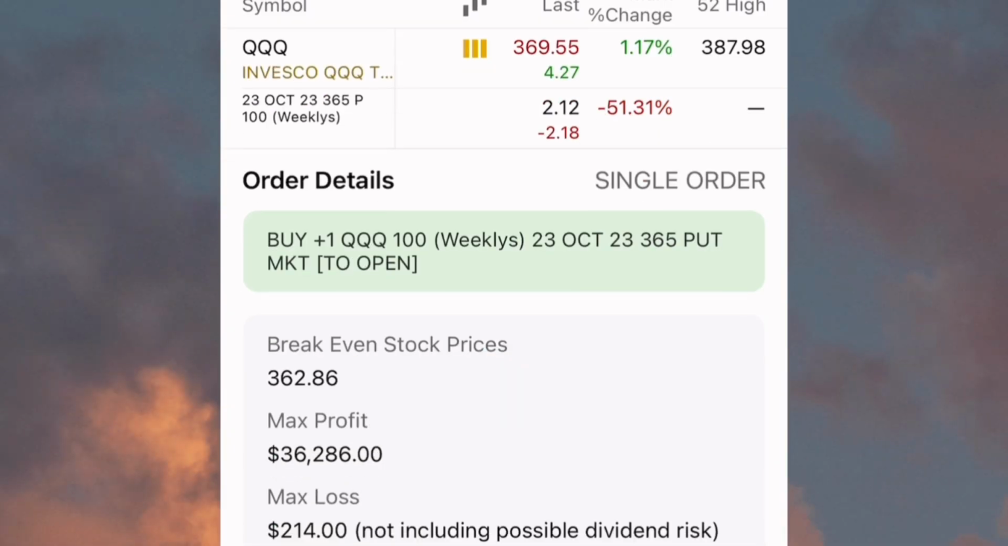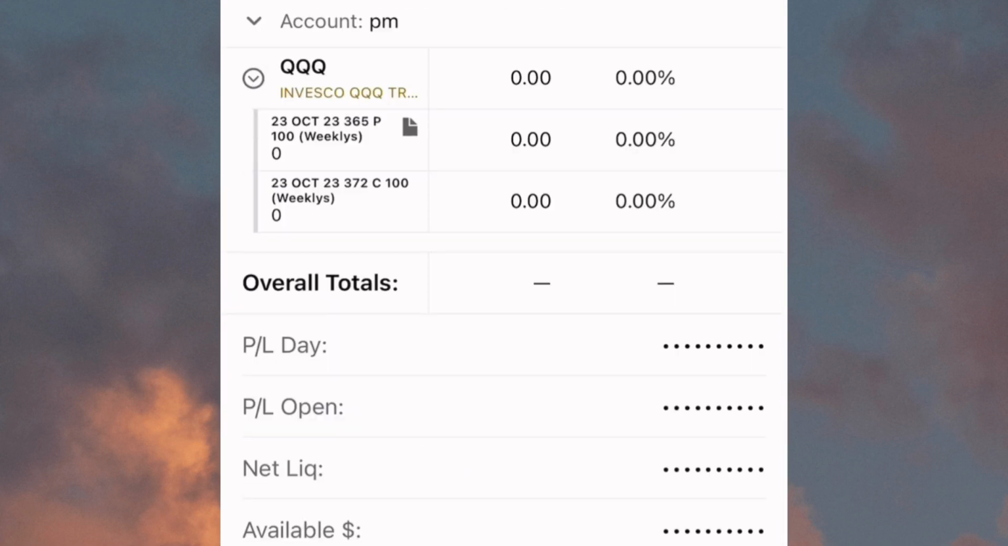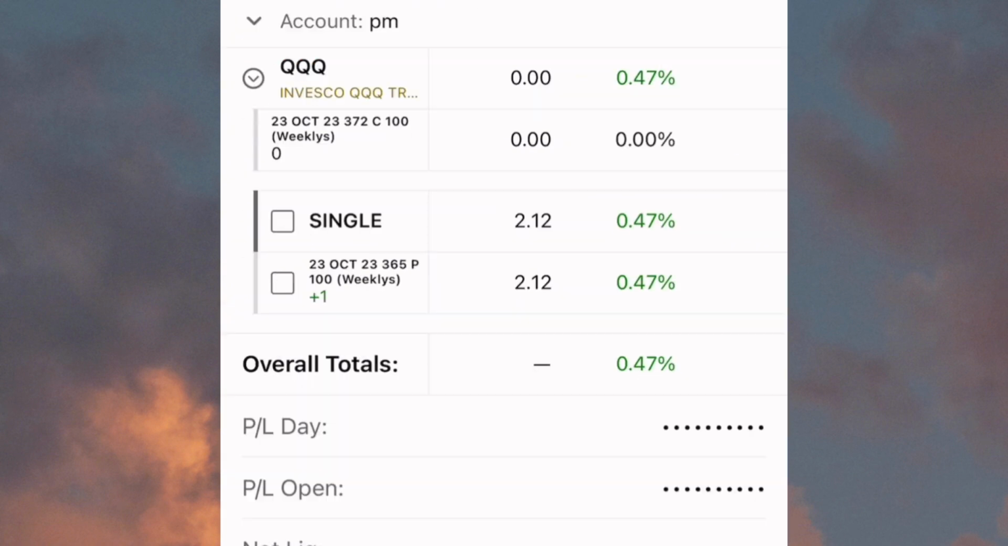Yo, it's your boy Eli Wolf, Commerce Crew here, and we're looking at the QQQ. I just bought some 365 puts for the QQQ. The contracts expire on October 23rd, and we're gonna get into the charts and see why I did that.